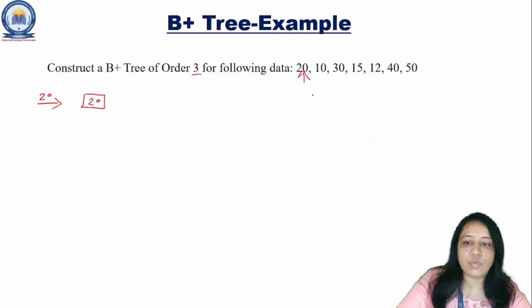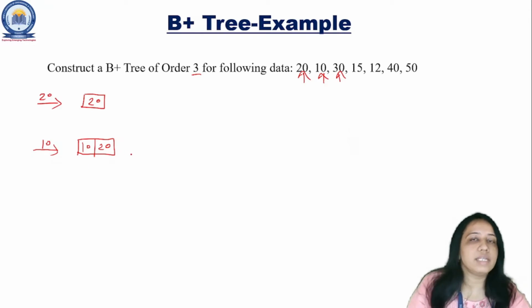So it is going to be 20. Now the next is 10. We know that 10 is less than 20, so it is going to be stored like B tree: 10 and 20. Now it is order 3. Next is 30. We know that order is 3, so 30 cannot be accommodated here. The sequence is 10, 20 and 30. The middle one is going to be at the upper level, so 20 is moved up. Here we need to insert 30, and 20 is at the root level.